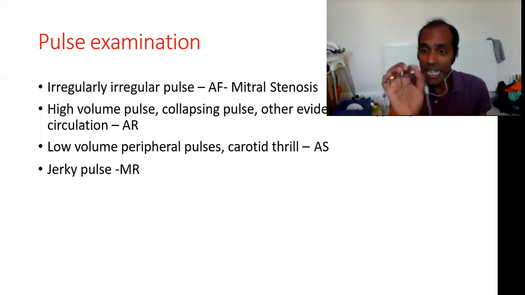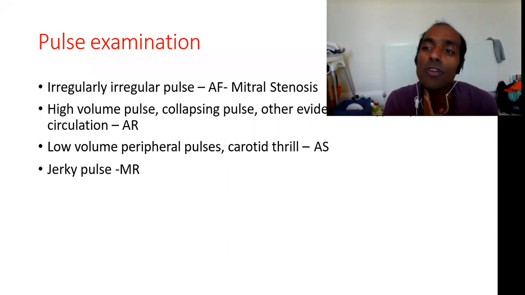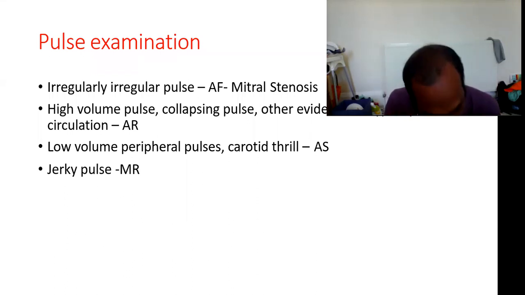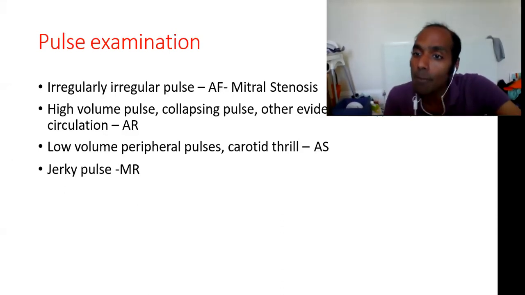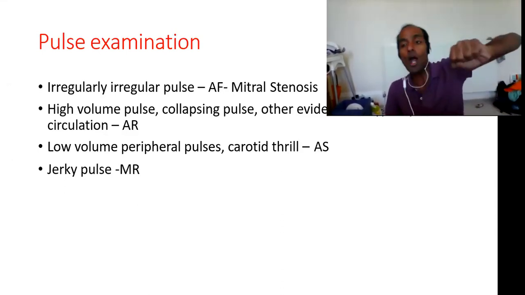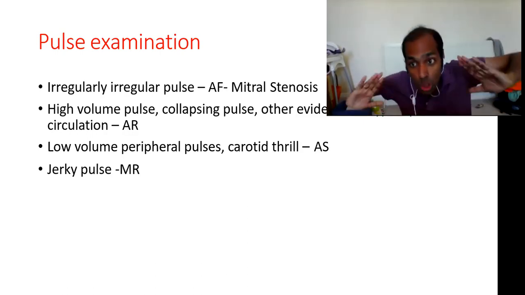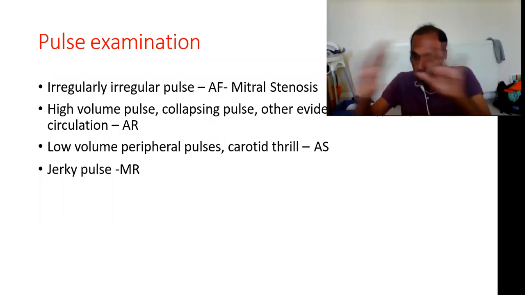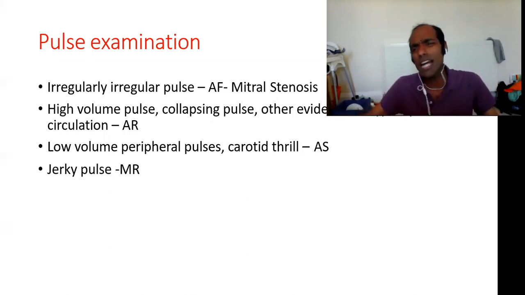And also a very key feature is you get a carotid thrill in this condition. Carotid thrill means you feel a gush of blood under your fingers. So if you find this set of features, you can be damn well sure that the patient has aortic stenosis. Narrow aortic valve, the pulse will be low volume, it will be slow rising, and there will be a carotid thrill because of turbulence. You don't need to auscultate the patient.